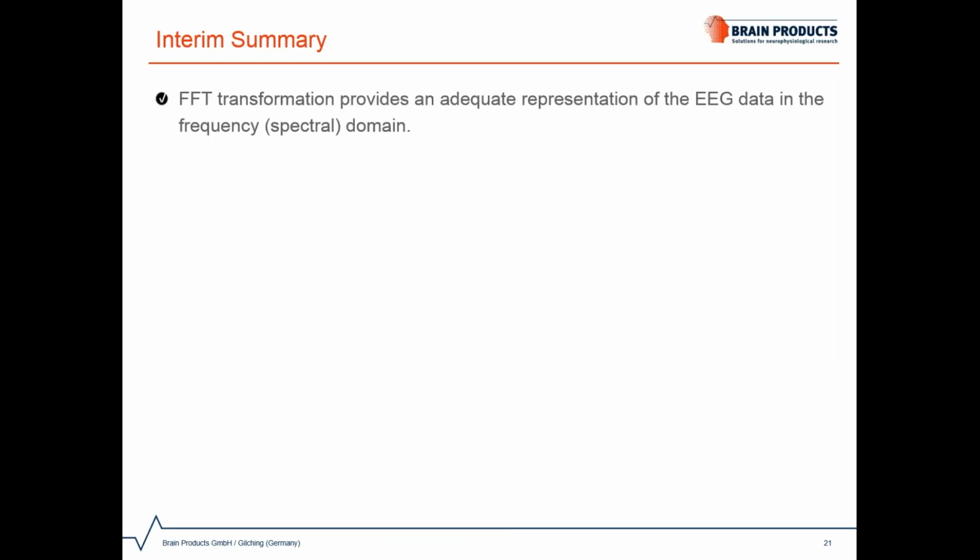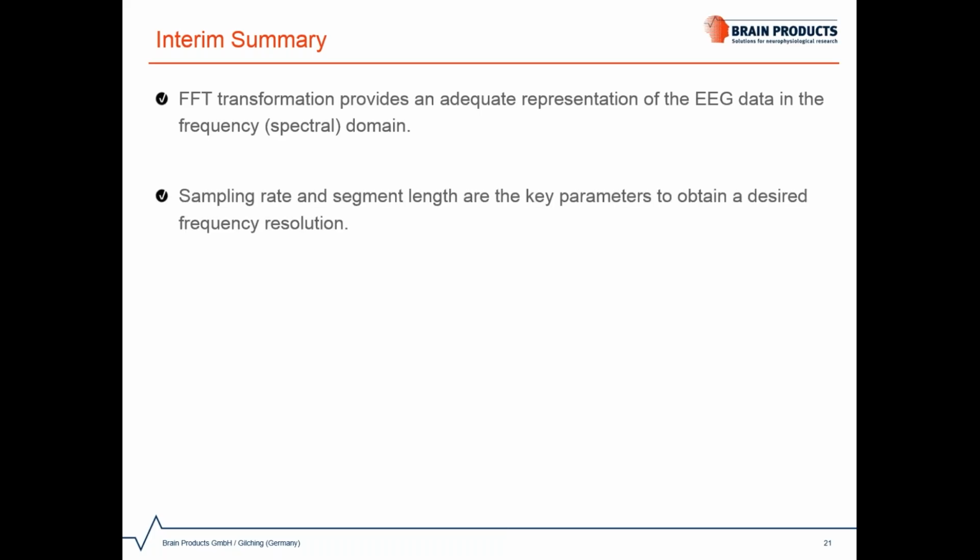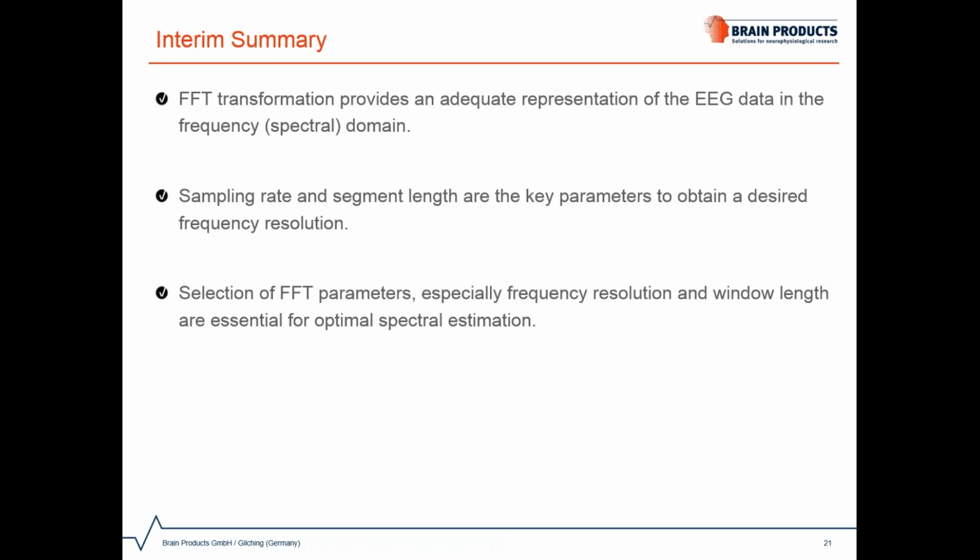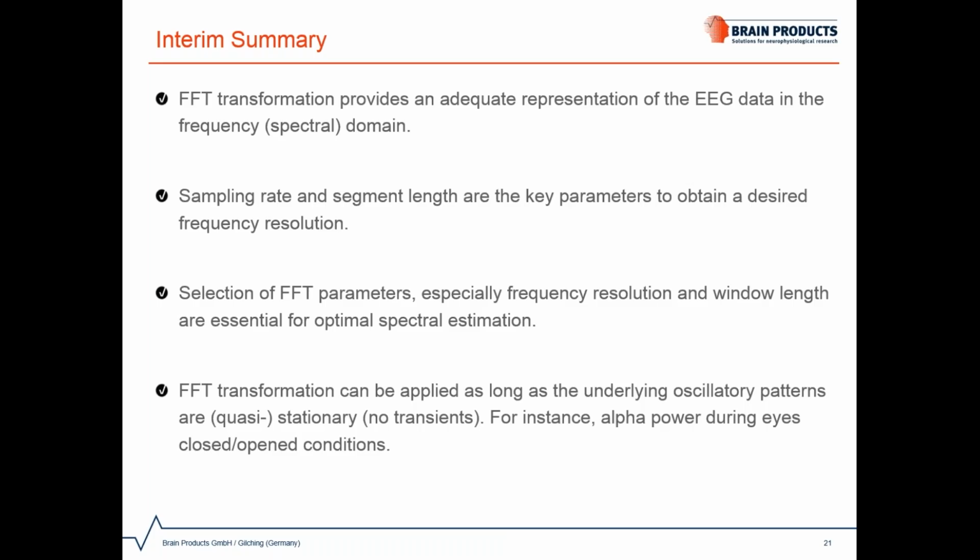FFT provides an adequate representation of the EEG data in the frequency domain by revealing the hidden spectral content of the time domain signal. Sampling rate and segment length are the key parameters to obtain a desired frequency resolution. Frequency resolution and window length are essential FFT parameters in order to obtain optimal spectral estimation. FFT transformation can be applied as long as the underlying oscillatory patterns are stationary or quasi-stationary. An example would be performing spectral analysis of alpha activity during an eyes closed or eyes open paradigm, as we have seen in the demo.